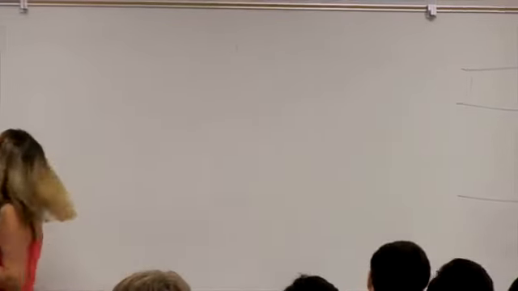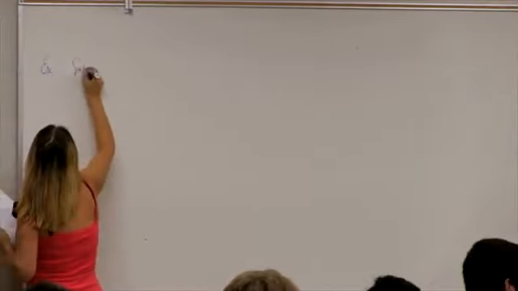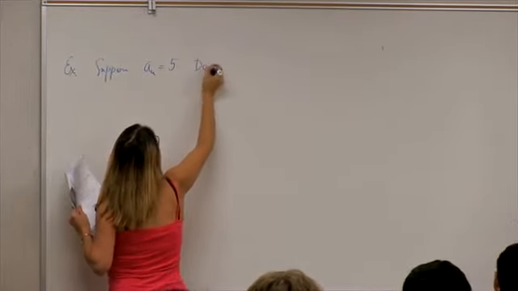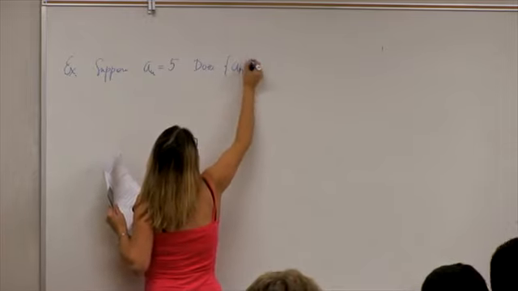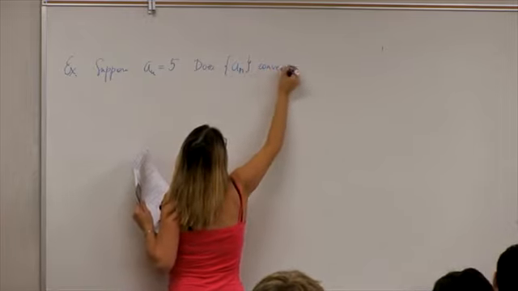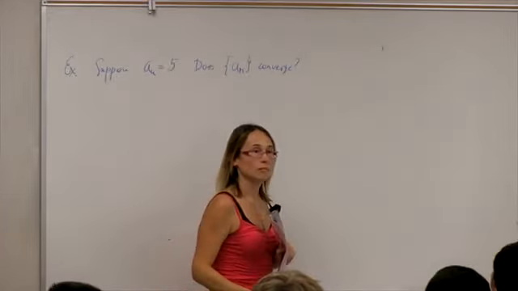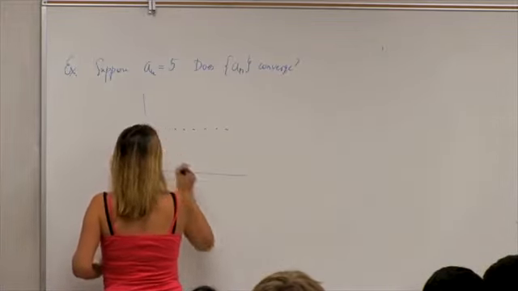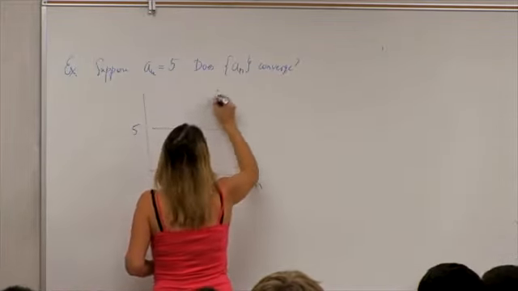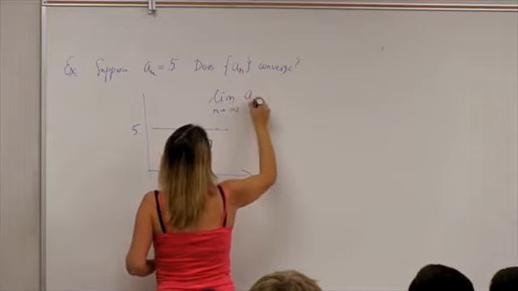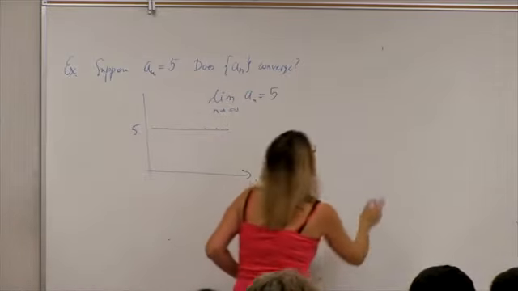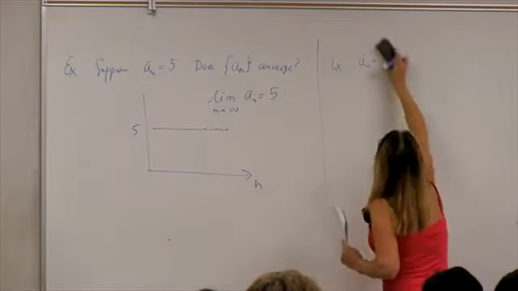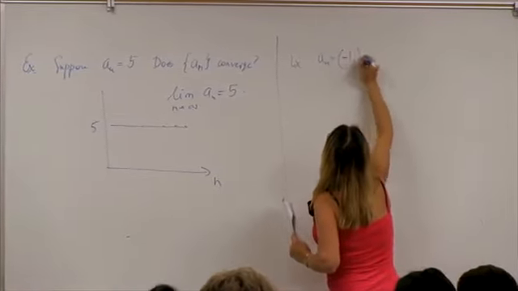So I start very simple, okay? Suppose a_n is equal to 5. Does a_n converge? Yes, because it's a very boring sequence. It goes like this. This is 5. And the limit, as n goes to infinity of a_n, is 5. That's completely obvious.